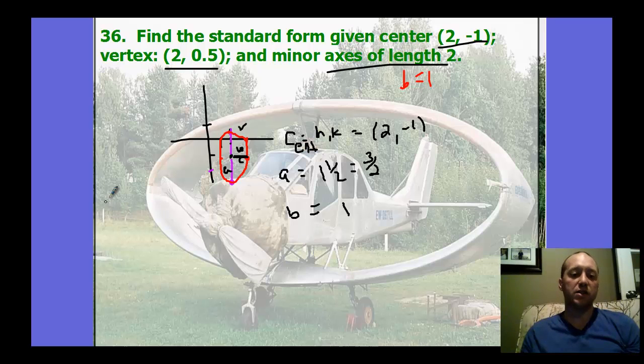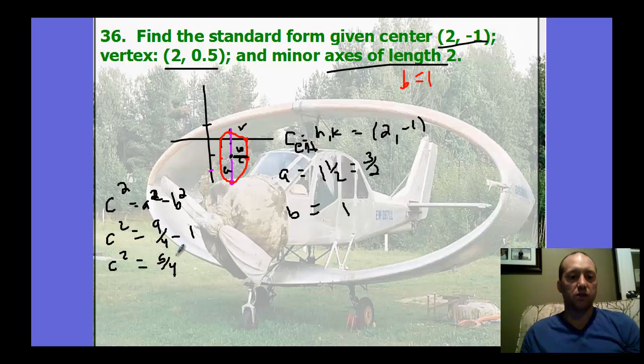We can find the C value by using the equation C squared equals A squared minus B squared. We don't know C squared, but we know A is 3/2. If I square that, I get 9/4, minus 1 squared is 1. So C squared equals 5/4. So then C is equal to plus or minus √5/2.